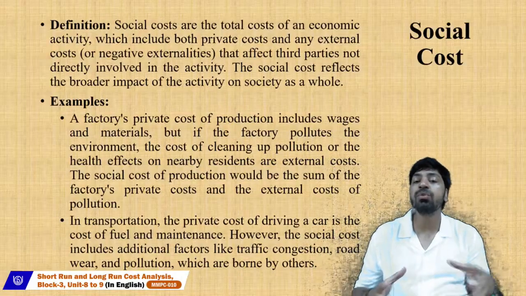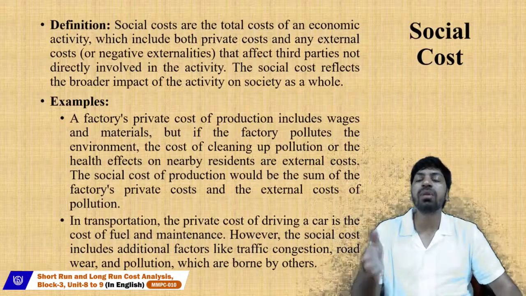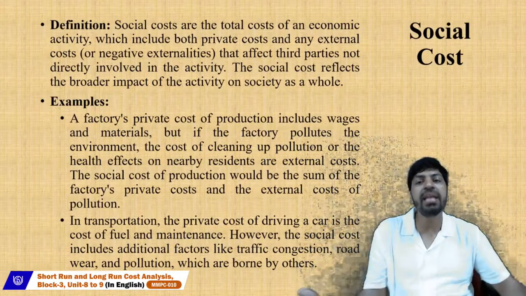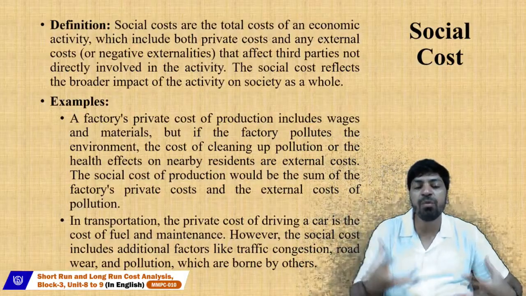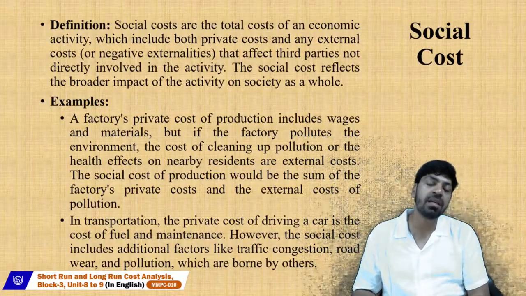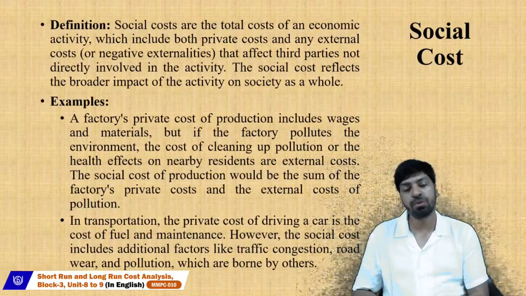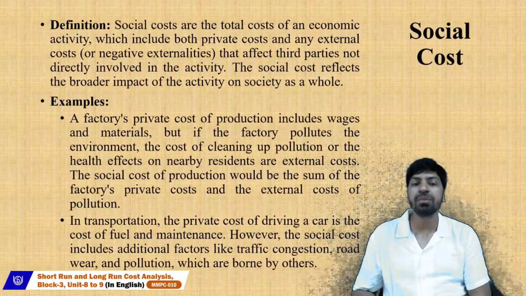So that means the social cost does not only involve the private cost, but also includes the external cost, which influences any nearby residents or the people who reside near the factory, and that becomes the external cost, and it is involved in social cost. Let's take another example to understand the social cost.